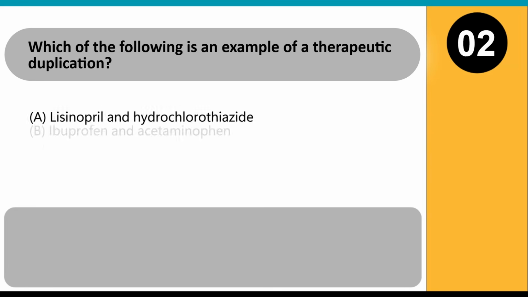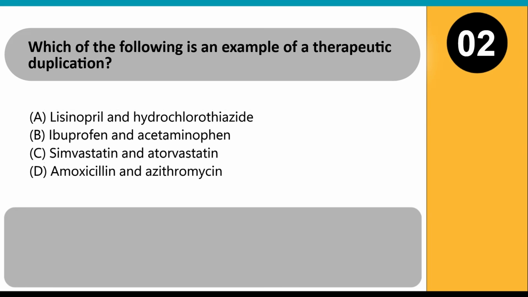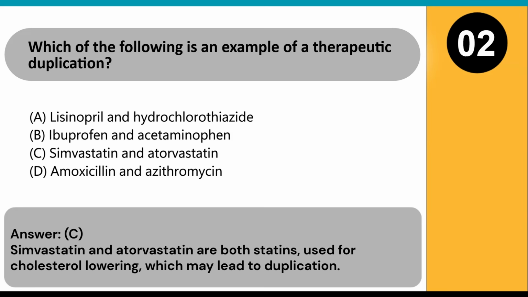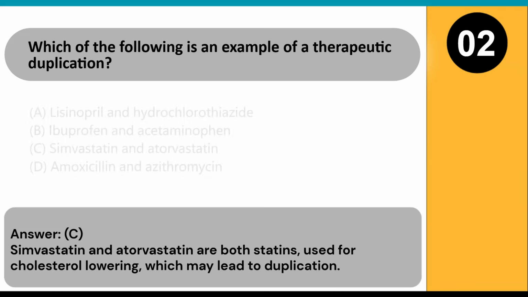Which of the following is an example of a therapeutic duplication? A. Lisinopril and hydrochlorothiazide. B. Ibuprofen and acetaminophen. C. Simvastatin and atorvastatin. D. Amoxicillin and azithromycin. Answer: C. Simvastatin and atorvastatin are both statins used for cholesterol lowering, which may lead to duplication.